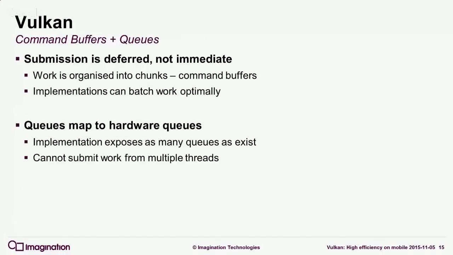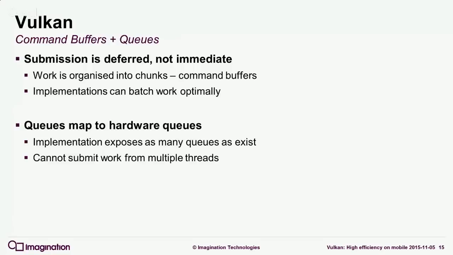So I mentioned immediate mode earlier with OpenGL, and Vulkan is very much not that. Submission in Vulkan is deferred, and I'm sure anyone who's been following this series is probably sick of me talking about command buffers by now, but there they are again. Work is organized into chunks called command buffers, which basically allows implementations to batch work optimally. And that's really your new unit of work. It's not really a draw call anymore. Your unit of work is a command buffer, which is a lot more meaty than what you would have had before.